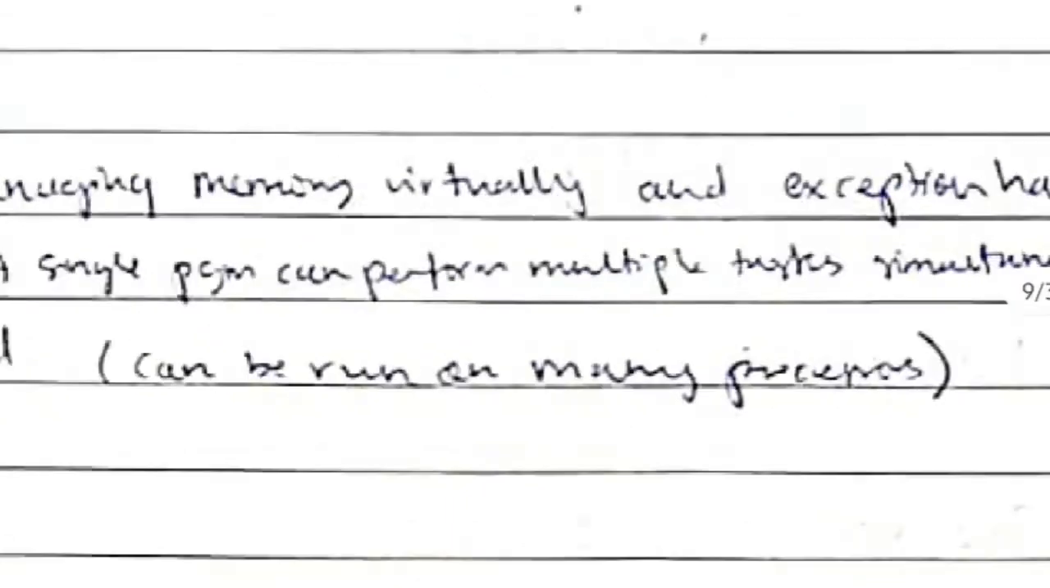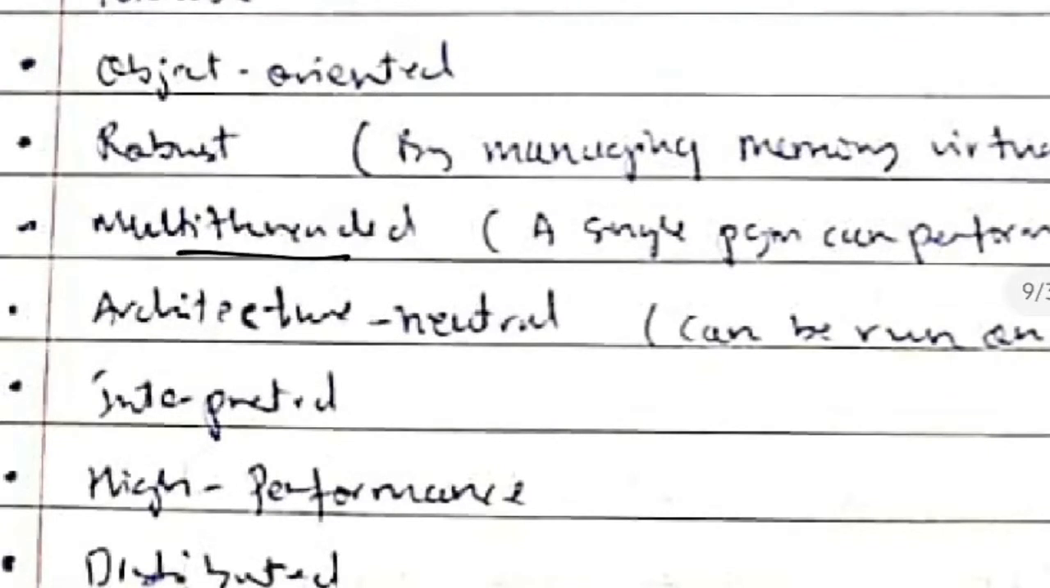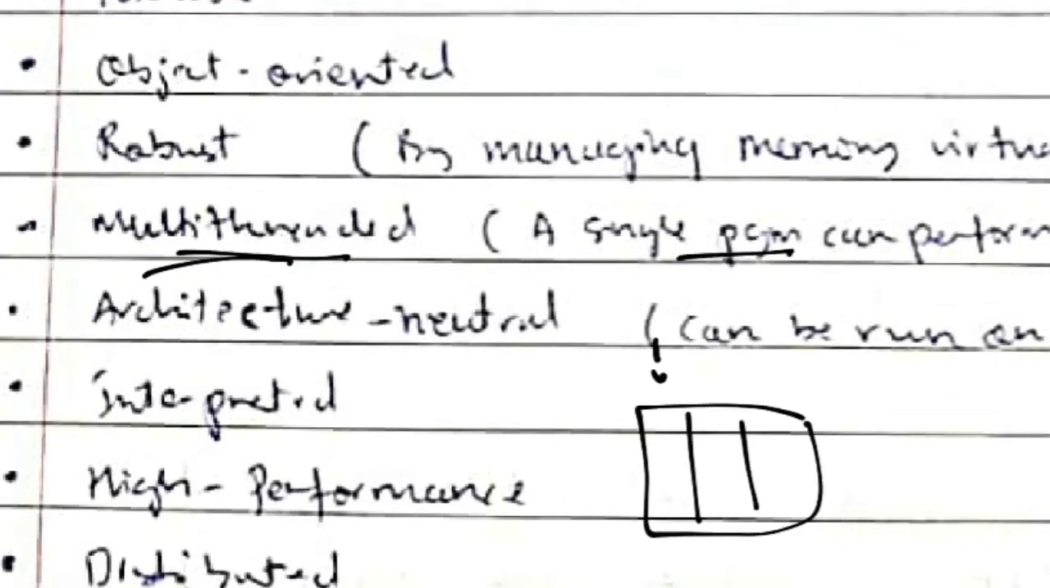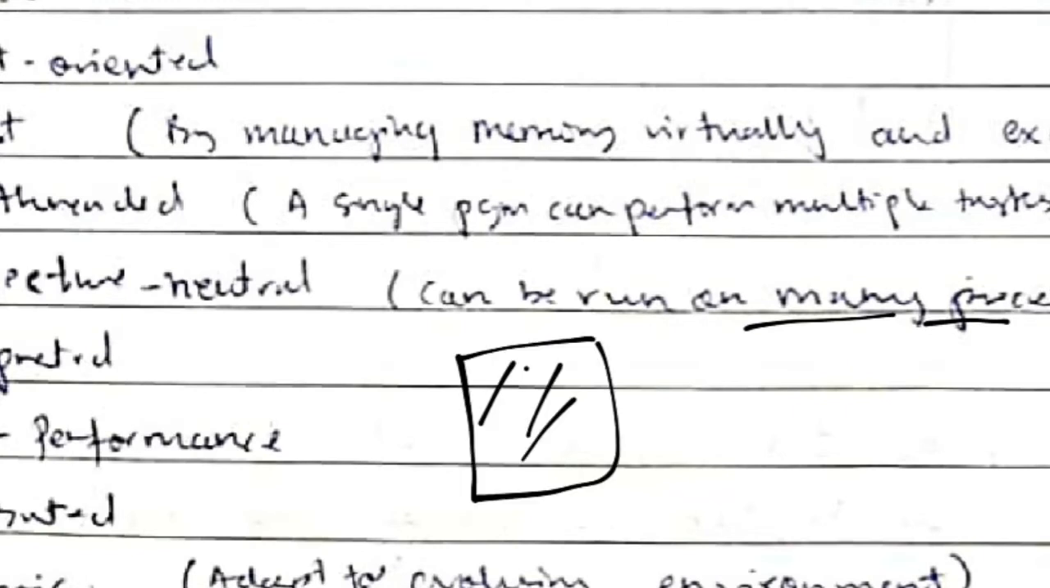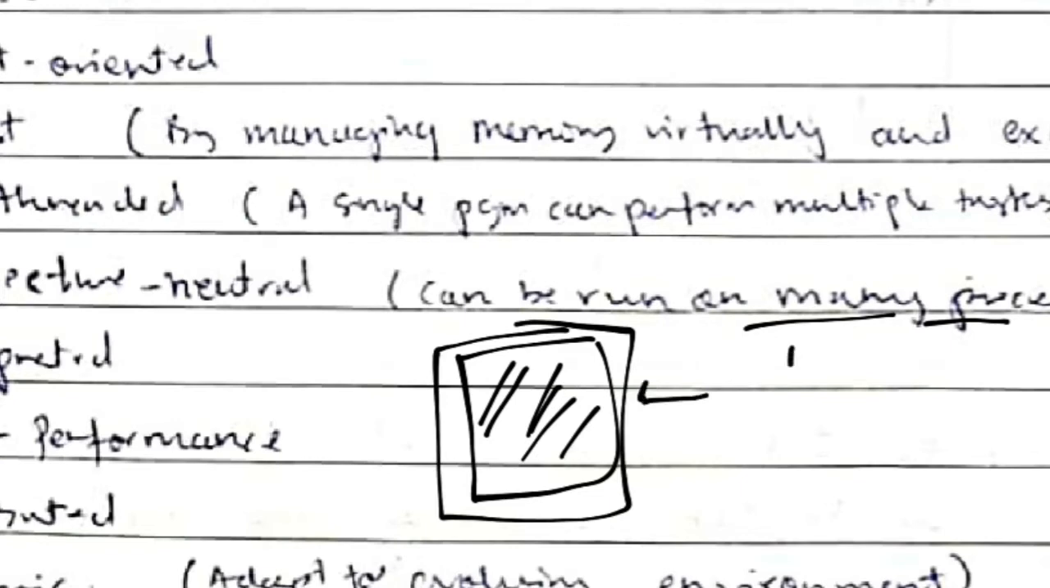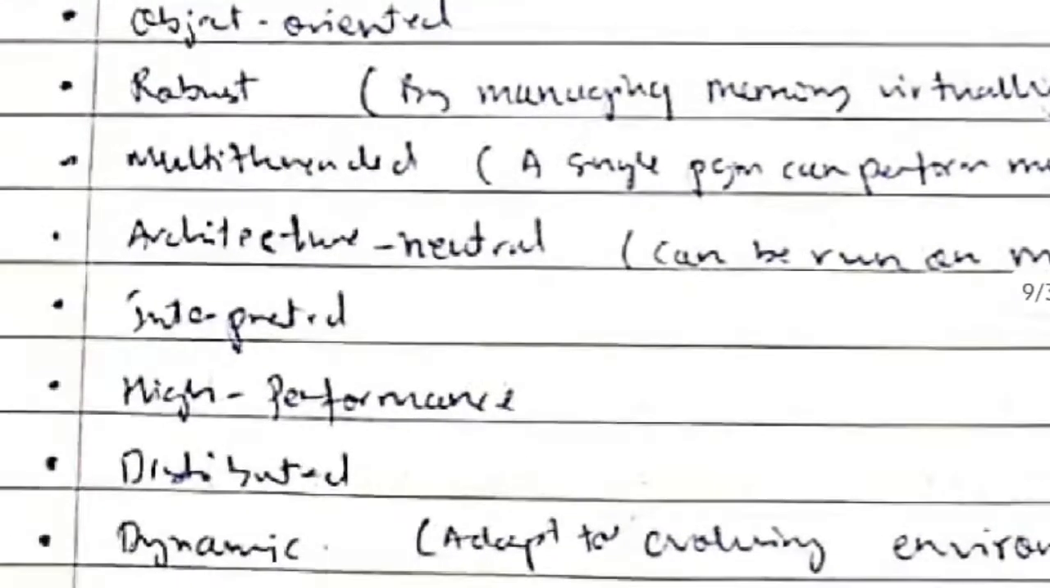Okay, so for now let's move on to the next point, which is multi-threading. This means that a single program can be run in different ways. Okay, so that's called multi-threading. And architecture neutral means the same program can be run on many machines and platforms, because there is no strict architecture for each machine. The structure of the program is general and can be run on any machine. Okay, so that's architecture neutral.